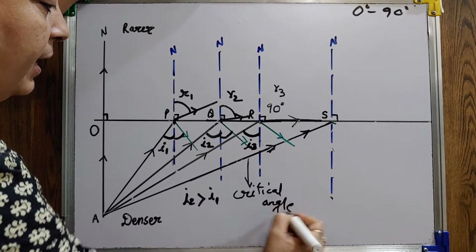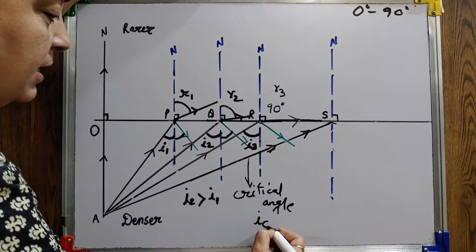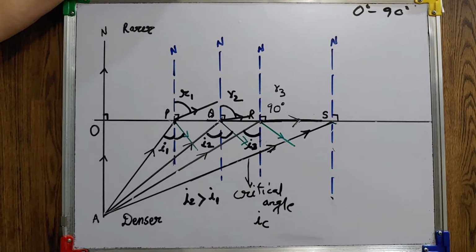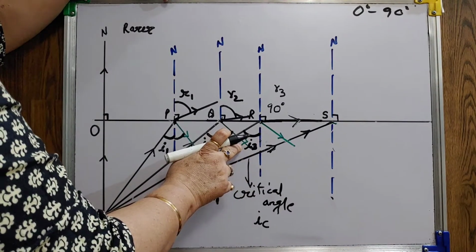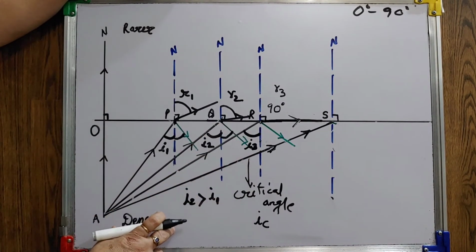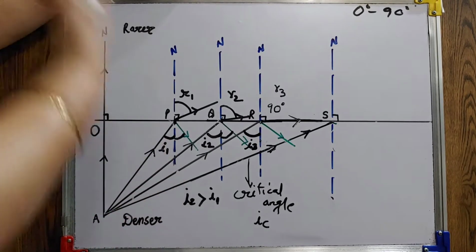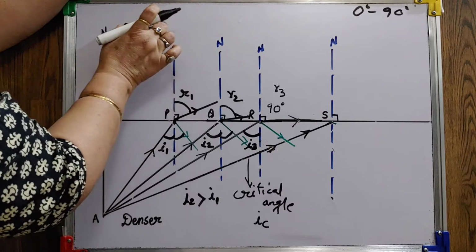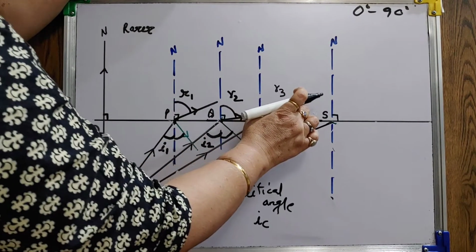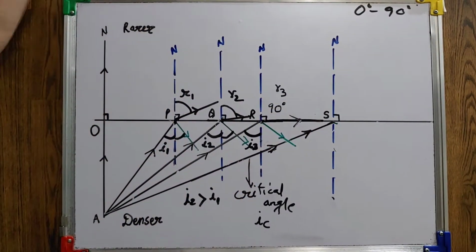And we indicate it as IC. So what is the critical angle? Critical angle is nothing but the angle of incidence in the denser medium corresponding to which the angle of refraction in the rarer medium is 90 degrees.